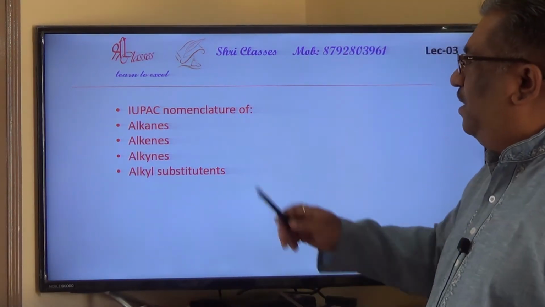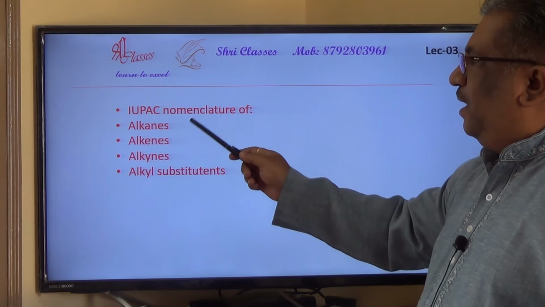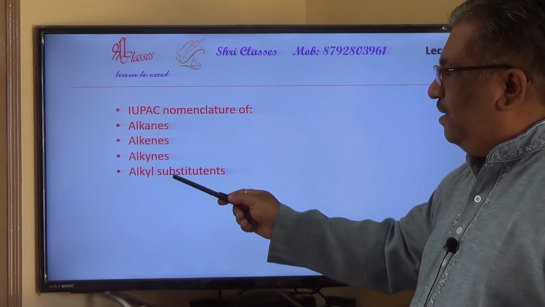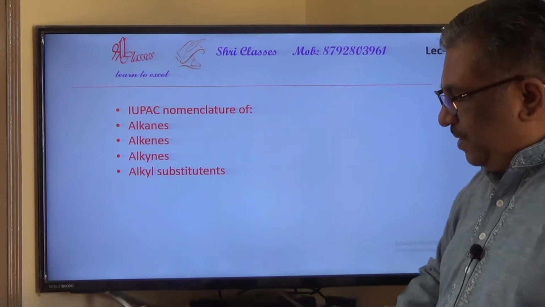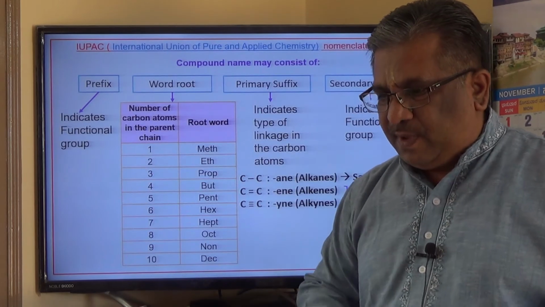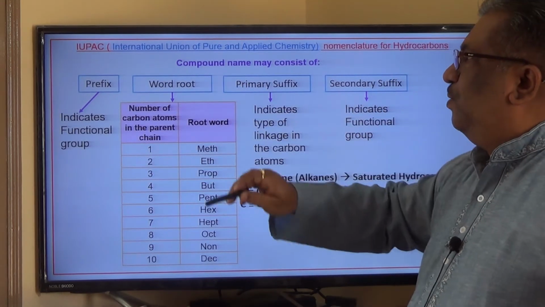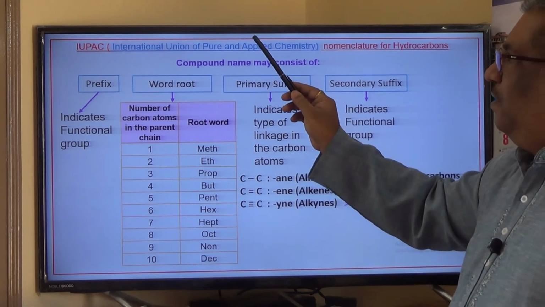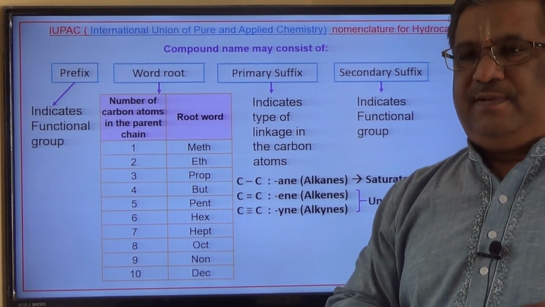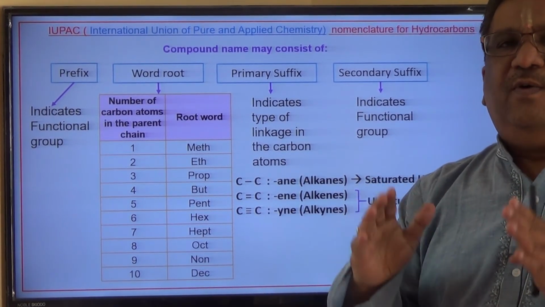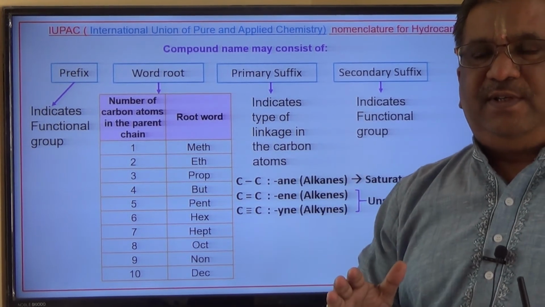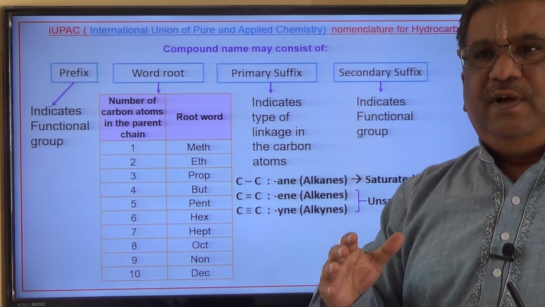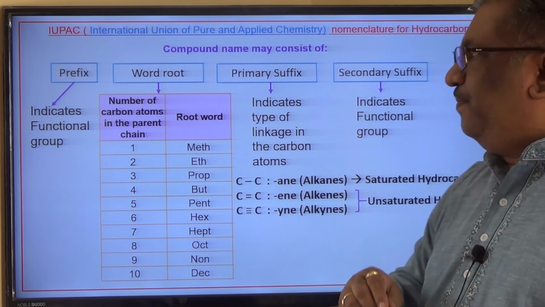Today we are going to study the IUPAC nomenclature for alkanes, alkenes, alkynes and alkyl substituents. So let us begin the chapter. IUPAC refers to the International Union of Pure and Applied Chemistry, and IUPAC nomenclature is how to write and how to read the names of the hydrocarbons. There are certain set rules and we need to follow the rules for reading and writing the hydrocarbons.